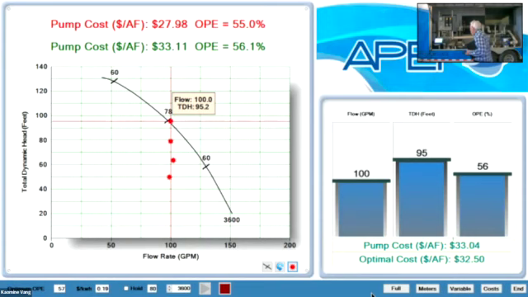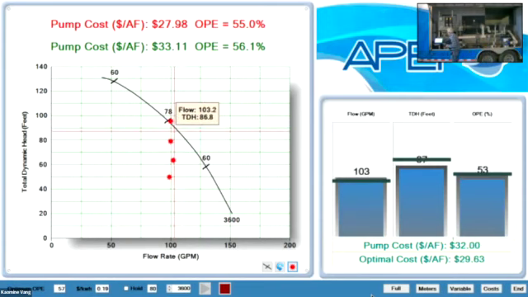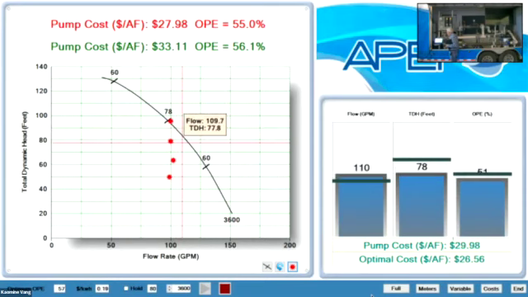Now, if the water level starts dropping again, the pump slows back down.